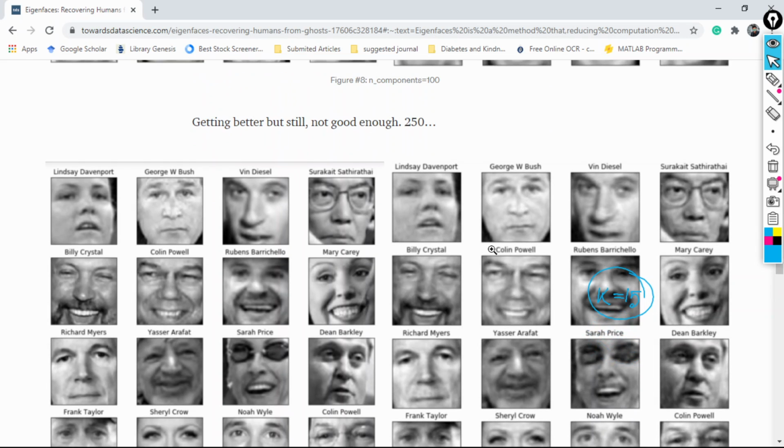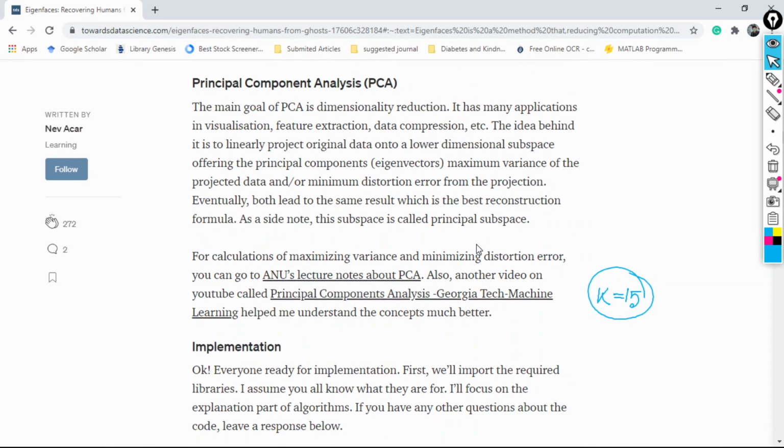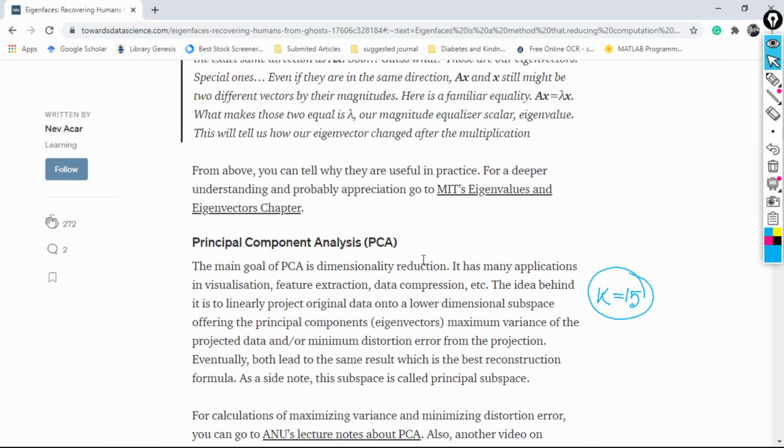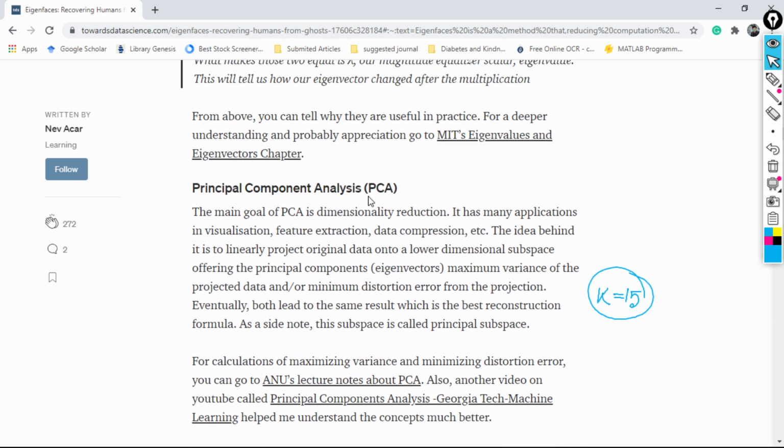In your own time, just read this blog and try it yourself on your own computer. It's not a very difficult task, very easy. It's just a simple Python application. They applied simple Python, nothing else. Just download the images and run it on your own computer.